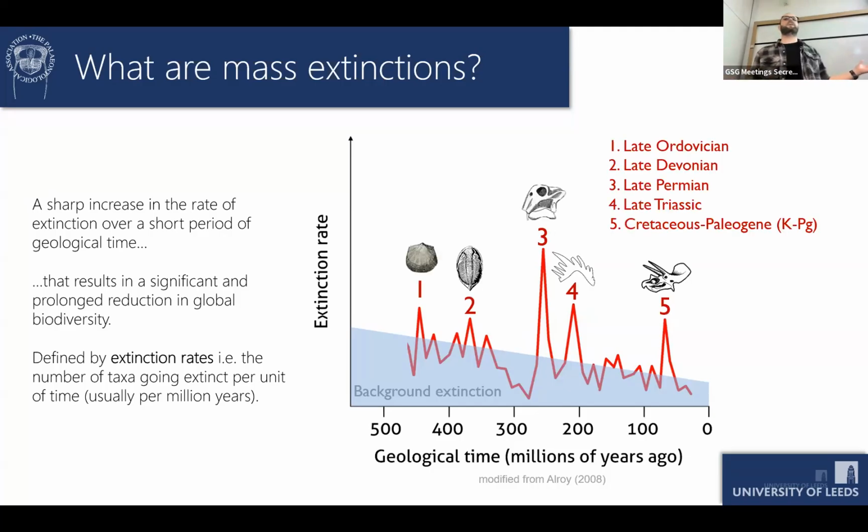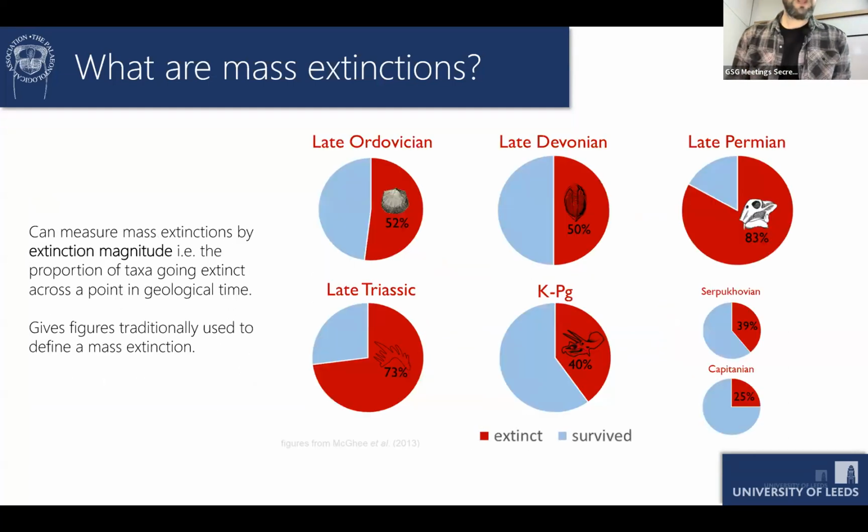You might have heard of the big five mass extinctions: the late Ordovician, the late Devonian, the late Permian, the late Triassic, and the Cretaceous-Paleogene. But you'll notice there are other intervals as well, where there are more things going extinct than we would expect. There haven't actually just been five mass extinctions, there have been quite a few. Extinction works on a bit of a continuum from very low background rates all the way up to the major mass extinctions, and there are a few in-between events as well.